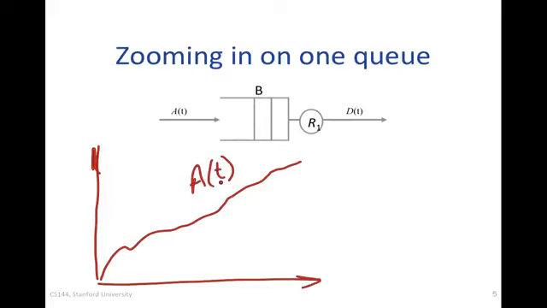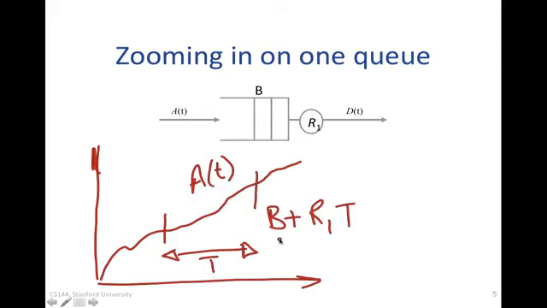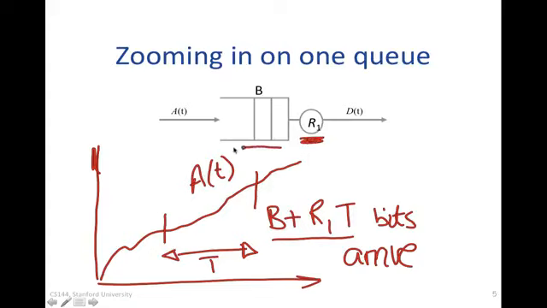And we're going to say that in any time interval, let's take a time interval like this, if we can guarantee that no more than b plus r1 times t, where t is the time interval, no more than b plus r1 times t bits arrive, then the buffer can't possibly overflow. So this would be over any time interval t. Because we know it's being drained at rate r1, so r1 times t will have departed. We just need to make sure that we haven't accumulated more than b in any time interval.